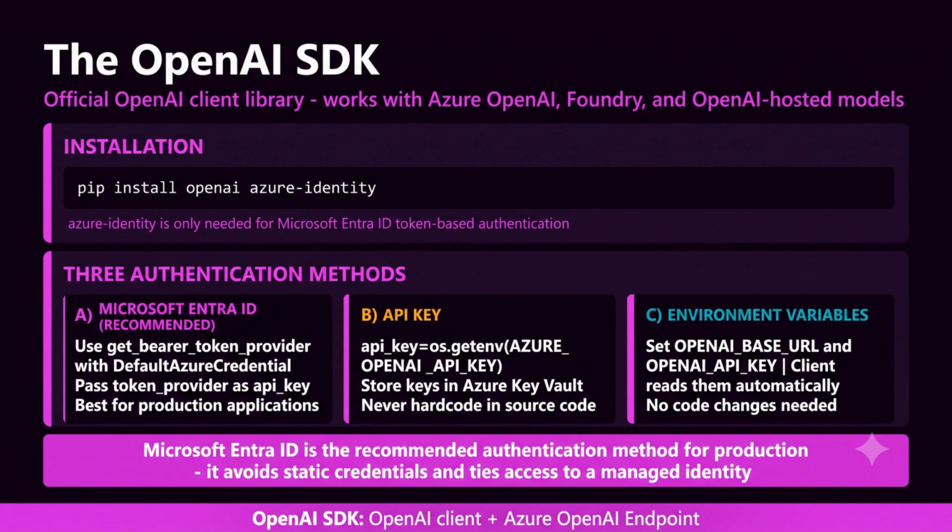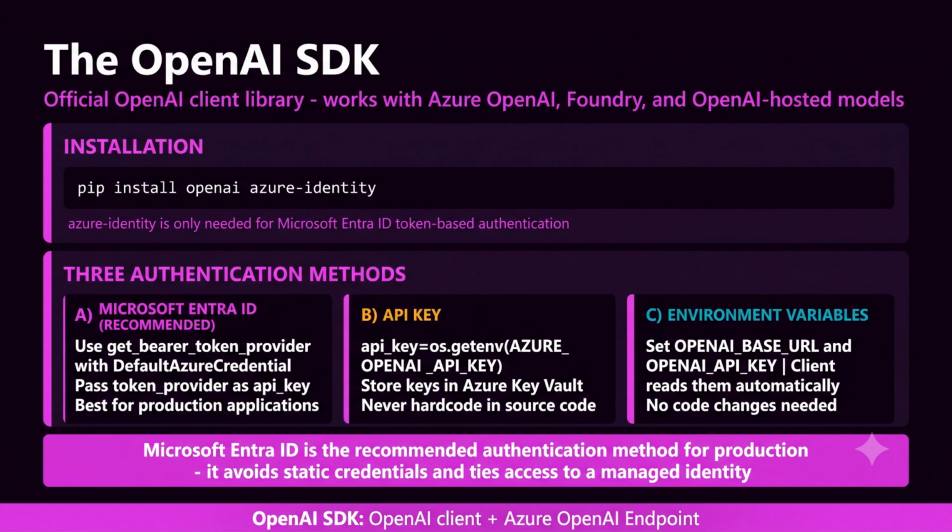There are three ways to authenticate when using the OpenAI SDK with the Azure OpenAI endpoint. The recommended approach for production is Microsoft Entra ID authentication. You use a token provider built from default Azure credential and pass that in as the API key parameter when creating the OpenAI client. This is the most secure option because there are no static credentials to leak or rotate.